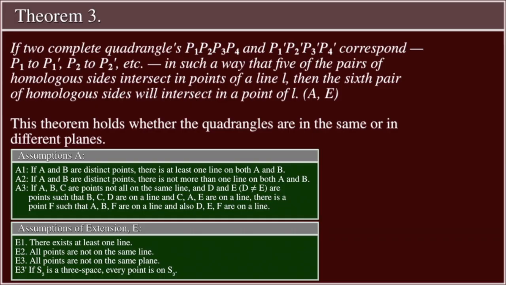Theorem 3. If two complete quadrangles, P1 P2 P3 P4 and P1' P2' P3' P4', correspond, P1 to P1', P2 to P2', etc., in such a way that 5 of the pairs of homologous sides intersect in points of a line L, then the 6th pair of homologous sides will intersect in a point of L, by assumptions A and E. This theorem holds whether the quadrangles are in the same or different planes.